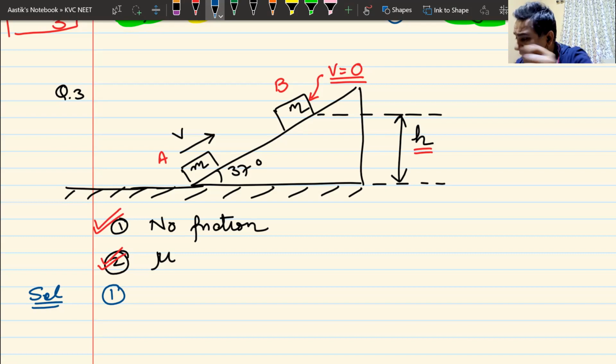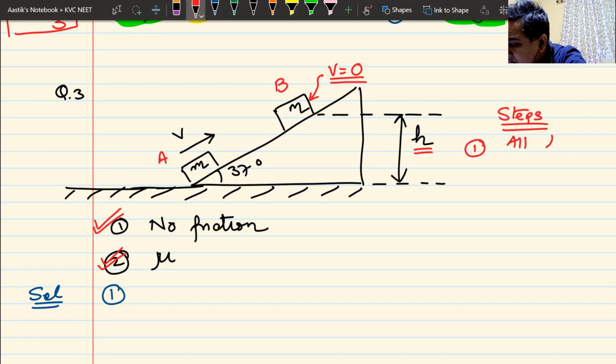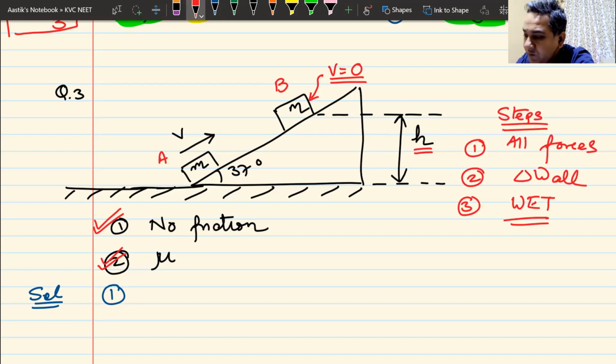Steps are same. Let me write the steps here. Whether it is part 1 or part 2 or part 3, steps are same. First step is find out all forces. Step number 2, find the work done by all forces. Step number 3, apply WET, that is work energy theorem. Let us first find out the forces in the first case. Forces are normal reaction and gravity.